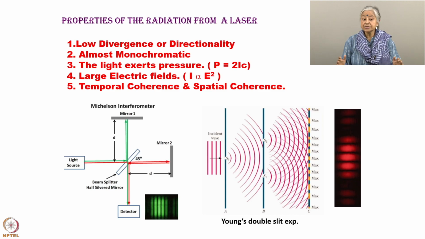Now, the most important property of laser light is its temporal coherence and spatial coherence. This is a very important property, and in order to understand that, let me describe to you Michelson's interferometer and Young's double slit experiment, which you may have come across somewhere in your high school days.